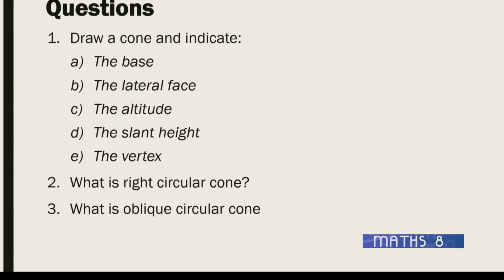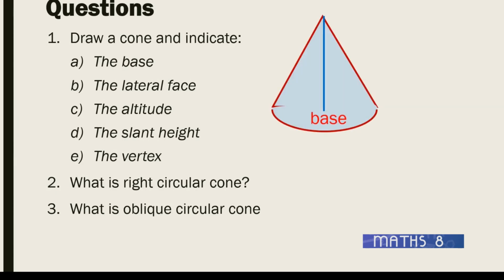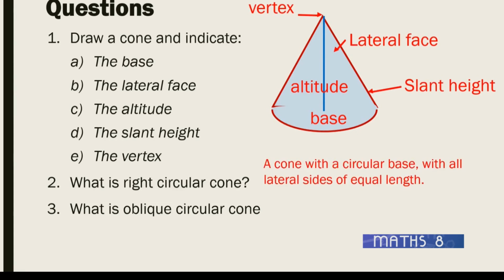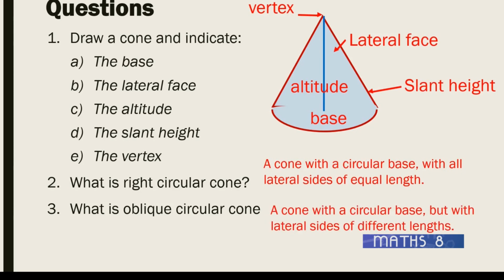Here are the answers. Here is a cone. This is the base. Around the edge here is the lateral face. This vertical height is the altitude. This sloping height is the slant height. And this point at the top is the vertex. A right circular cone is a cone with a circular base where all the lateral sides have equal length. An oblique circular cone is a cone with a circular base but with lateral sides of different lengths.